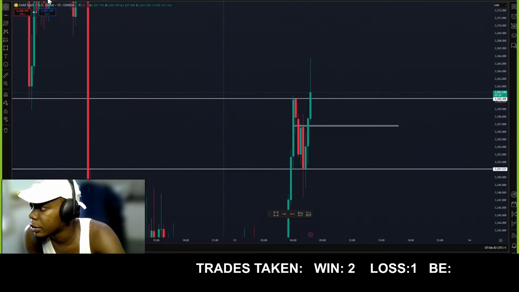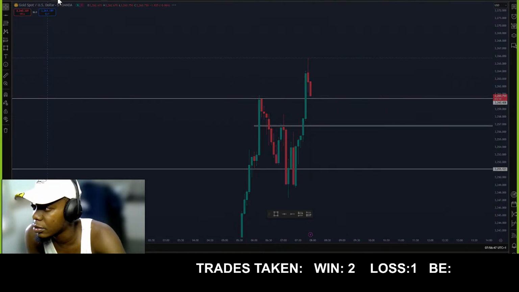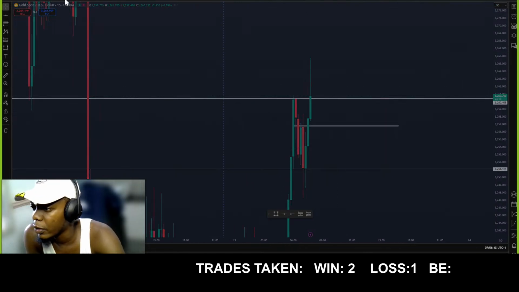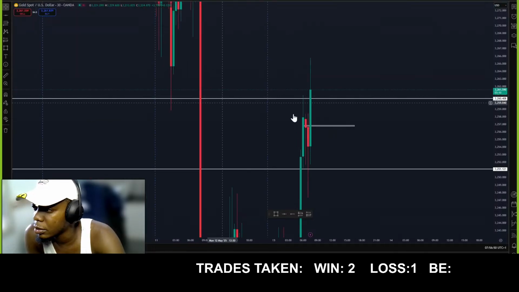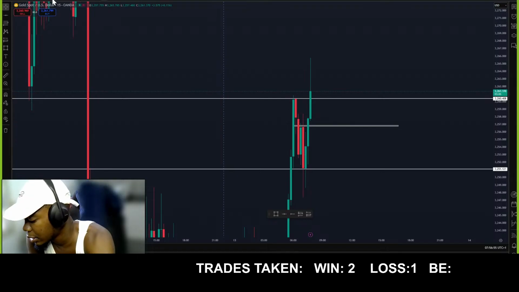The 3 more minutes, the candle is rejecting. Looks like it wants to close. It might even close inside this round or something. If I go to my 30 minutes, 30 minutes is looking good. So let's wait and see how it actually closes.